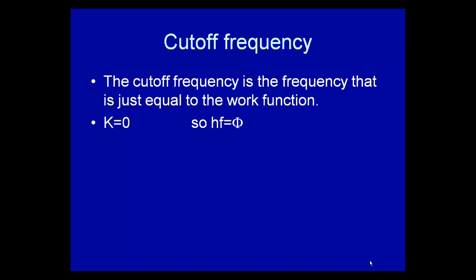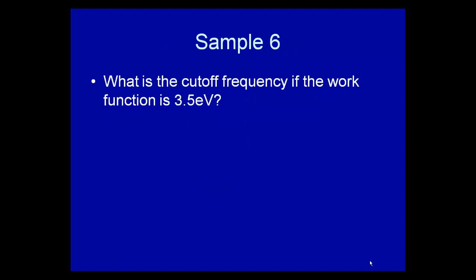So the cutoff frequency. The cutoff frequency is essentially the ticket price. It's the frequency that is just equal to the work function. The K is 0. In other words, I just have enough energy to remove it, but not enough so it moves. So if I set K equal to 0, then hf minus phi is equal to 0, so therefore hf is equal to phi. That's where that equation comes from.